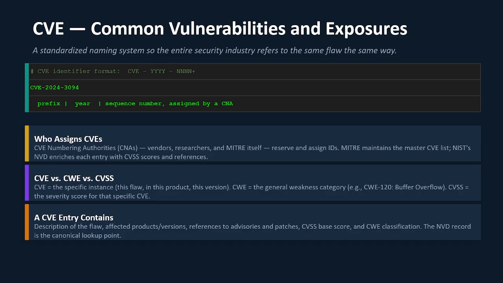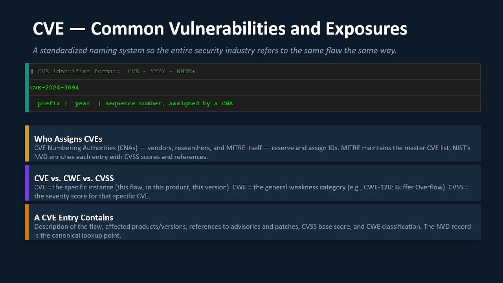Vulnerabilities are standardized through the Common Vulnerabilities and Exposures system, and so these are also known as CVEs. The format is typically CVE, then the year that the CVE is identified, and then a 4-digit number, which is assigned to that vulnerability. I have seen some which are 5-digit numbers. It just depends upon the number of vulnerabilities in a given year.